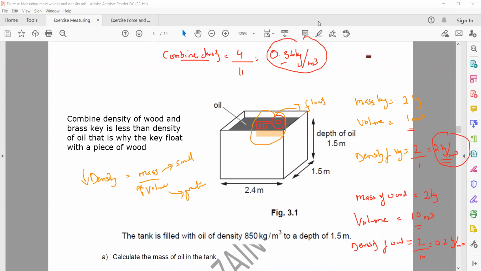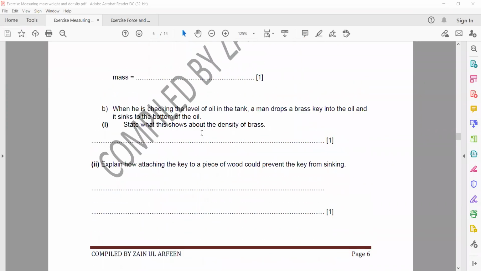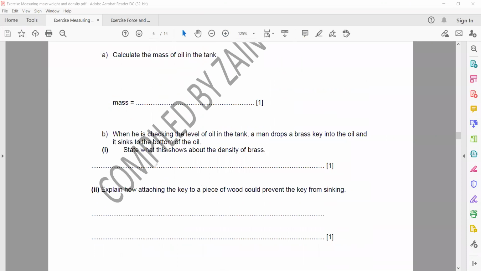The question was there in second B part 2, they mentioned: explain how attaching the key to a piece of wood could prevent the key from sinking. So how will it prevent the key from sinking? When a key is attached with a piece of wood, their combined density or total density is less than the density of the oil. That is why they are floating. It's a very common example.